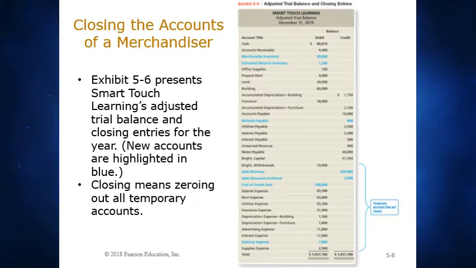So we can see here, Exhibit 5-6 shows their adjusted trial balance and closing entries for the year. The new accounts that we have are highlighted in blue, and these are also ones that we will end up closing. We see here we've got some new accounts: the refunds payable, the sales discounts forfeited, the cost of goods sold. It's important to note that sales discounts forfeited is actually a revenue account, so that's an important one to take note of.